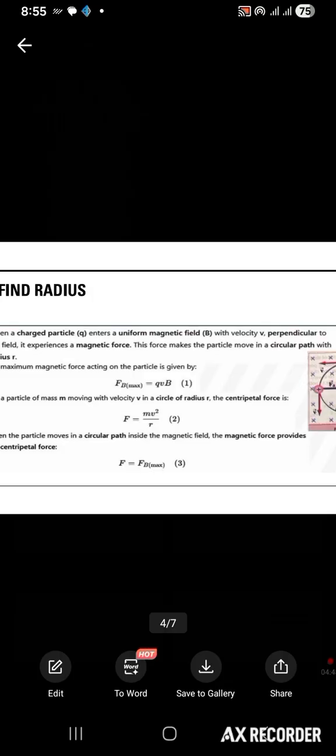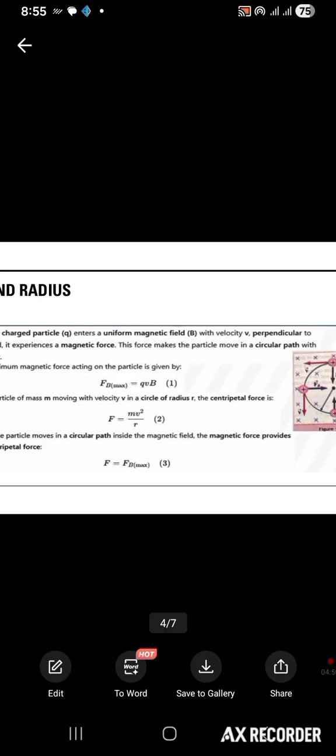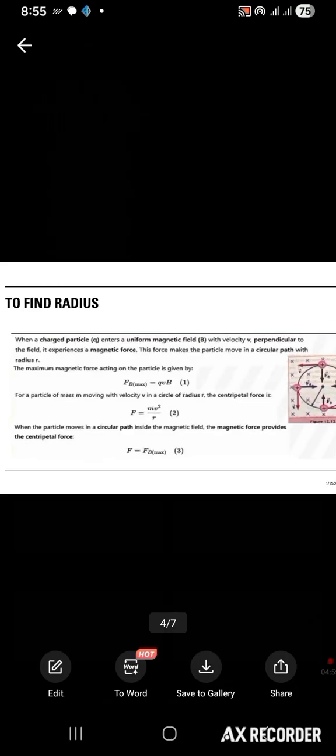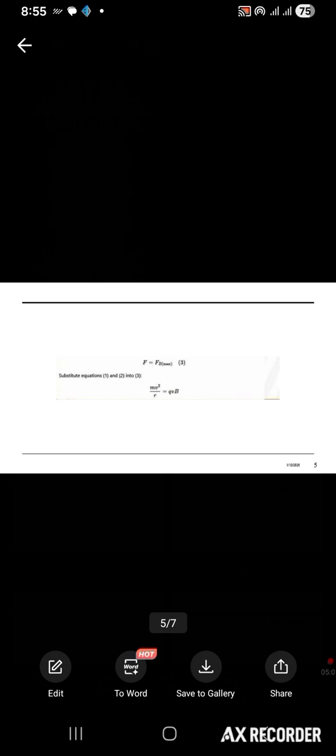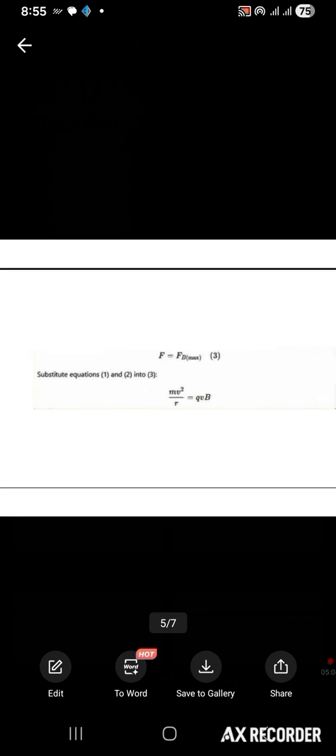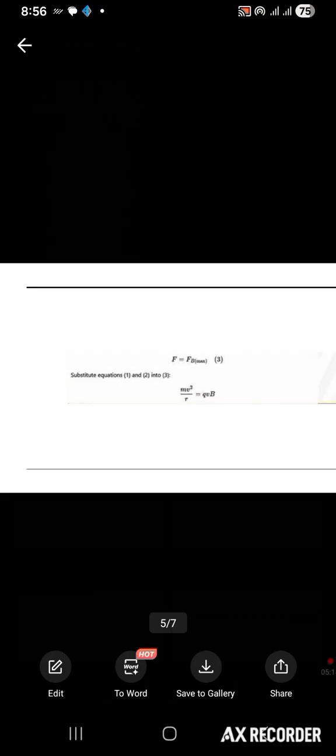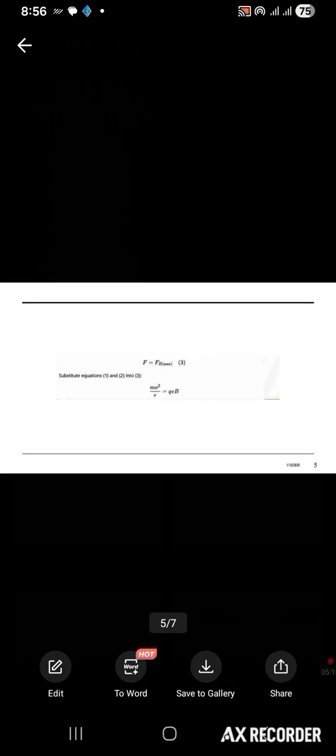So this is the key concept I was talking about: that you have understood which two forces are equivalent, the magnetic force and the centripetal force. As the magnetic force is equal to the centripetal force, put in the values of both. mv squared over r is the centripetal force, and qvB on the right-hand side is the magnetic force. This is the very key equation. It will provide us the remaining parameters.